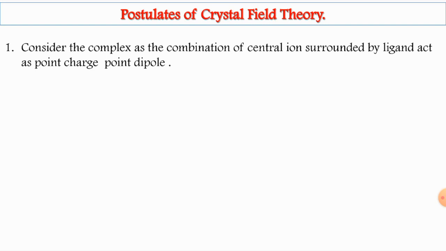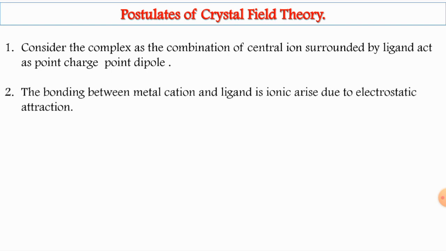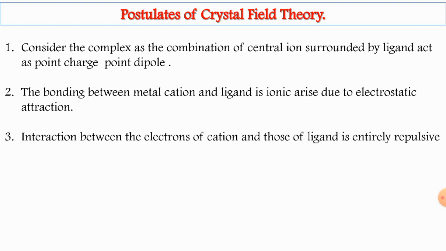What are the postulates of the crystal field theory? The main assumption is that the interaction between metal ion and the ligand is purely electrostatic. That is, ligands are treated as point negative charges and the metal is treated as a positive nuclear system. So there is an attractive force between them, and that's why the metal-ligand interaction is said to be purely ionic. The central metal atom is surrounded by point charge or point dipole ligands, and the bonding between metal cation and ligand arises due to the electrostatic force of attraction.